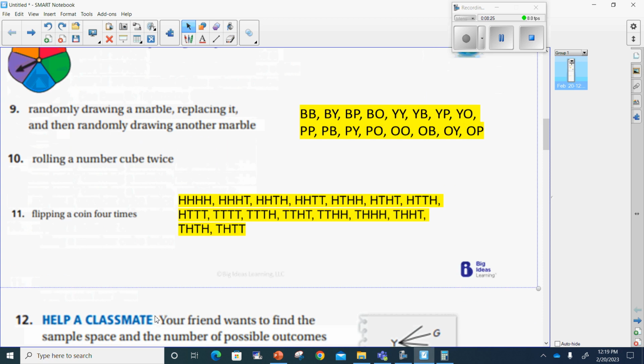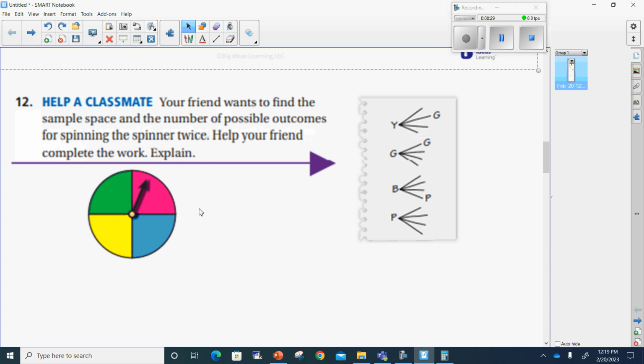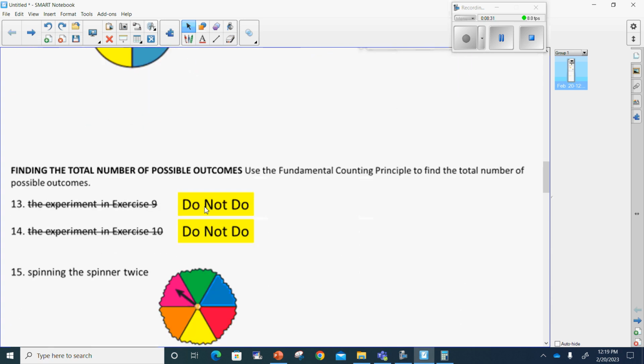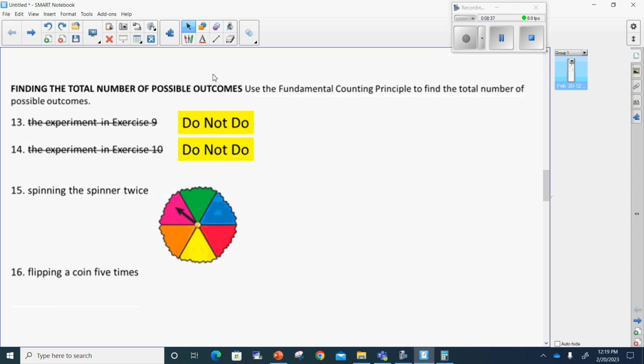All right, let's go to number, let's see, that was 12. That was yours to do, minus 13. It says do not do number 13, so we're not going to be doing that one, which leaves me number 15. And it says use the fundamental counting principle to find the total number of possible outcomes. Spinning the spinner twice. If I spun the spinner 2 times, what are the total number of possible outcomes?